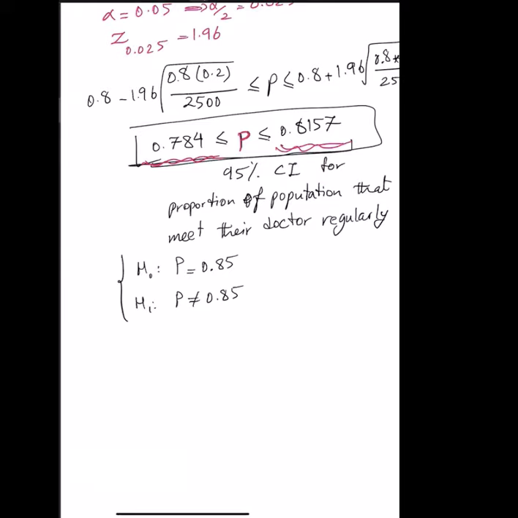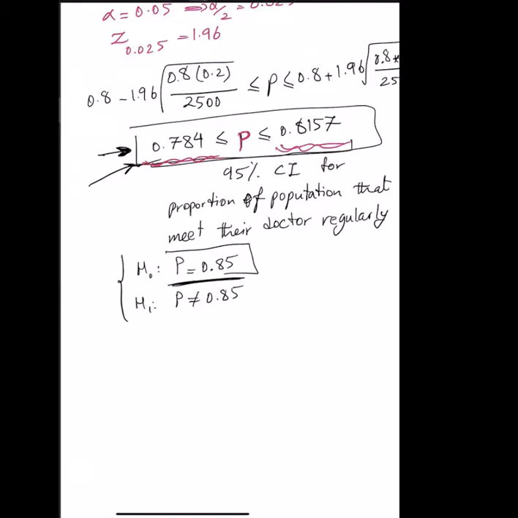Failed to reject. Reject. Exactly. So I say I'm 95% confident the proportion of people that meet their doctor regularly is somewhere between 78% and 81%. Now I'm telling you, I'm actually thinking it's 85%. Then you can say no, because I'm 95% confident it falls somewhere in this interval.